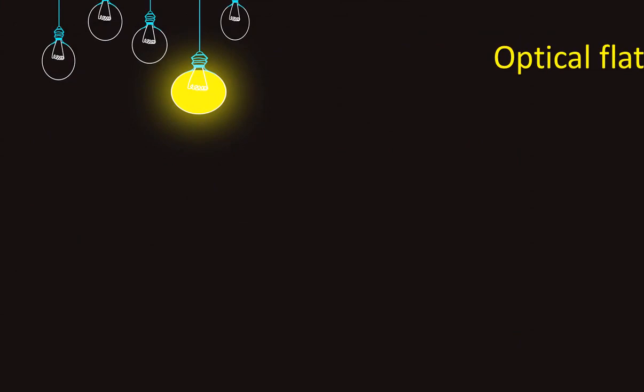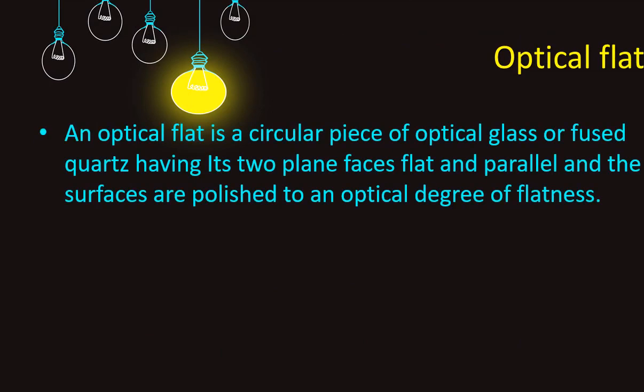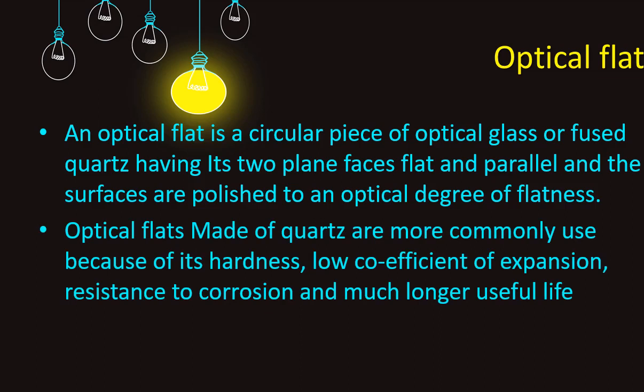The first device that we are going to study is the optical flat. An optical flat is a circular piece of optical glass or fused quartz having its two plane faces flat and parallel, and the surfaces are polished to an optical degree of flatness. Optical flats made of quartz are more commonly used because of its hardness, low coefficient of expansion, resistance to corrosion, and much longer useful life. So most of the time optical flats are made of quartz.